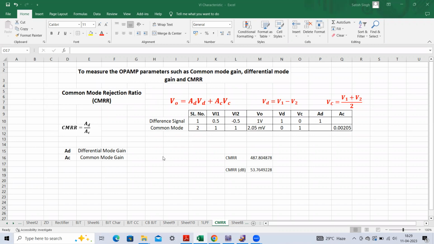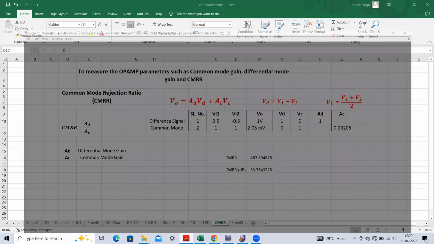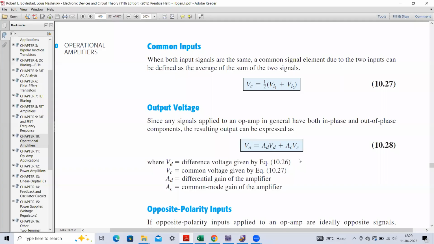Normally in any operational amplifier, the output is given by this particular expression that you can see, which is written in red. V output will be equal to AD multiplied with VD plus AC multiplied with VC. You can find this expression in several books, for example Robert L. Boylestad's book. Here you can see the V output of an operational amplifier is given by this expression.